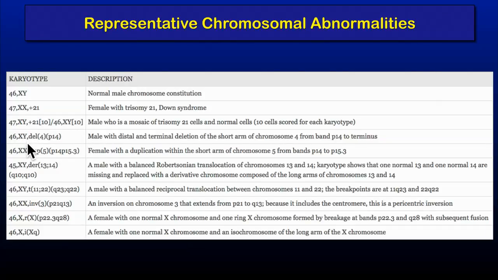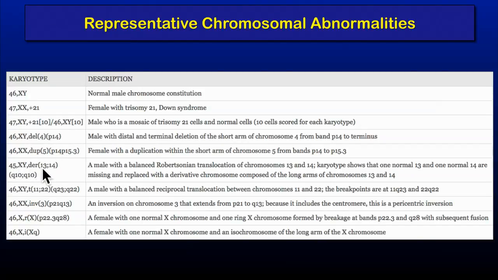46XY DEL 4P14. DEL stands for deletion. So this is saying that the person has 46 chromosomes, is a male, has a deletion on chromosome 4, and the region where it is deleted is P14. P-arm, region 1, band 4. Then 46XX DUP, DUP is duplication, on chromosome 5, and the duplicated region spans P14 to P15.3. So that region is present as 2 copies. And this entails the entire duplicated region.